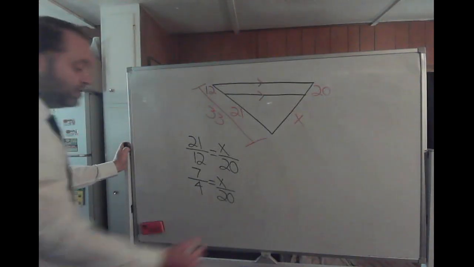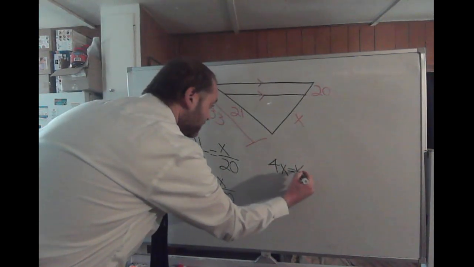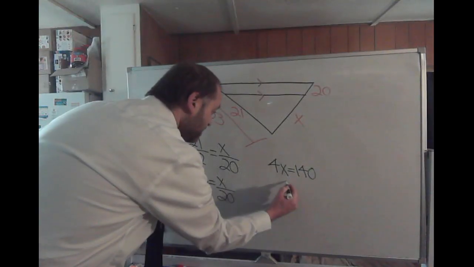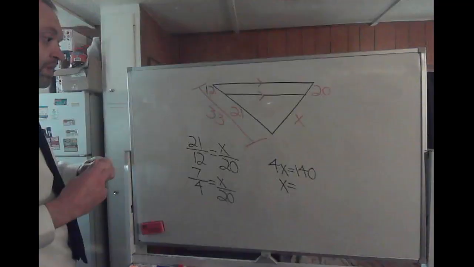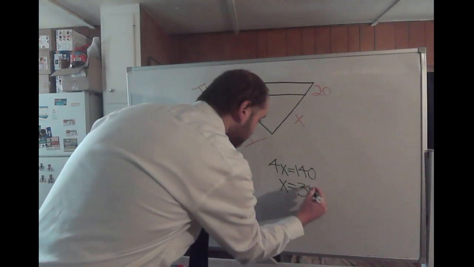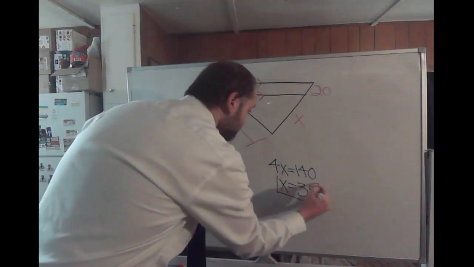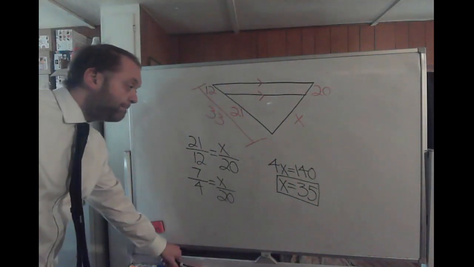Now we'll just take the cross products. You would end up getting 4x is equal to 140. Which, if you took that, you would end up getting x is equal to 35. So the length of x would in fact be 35.